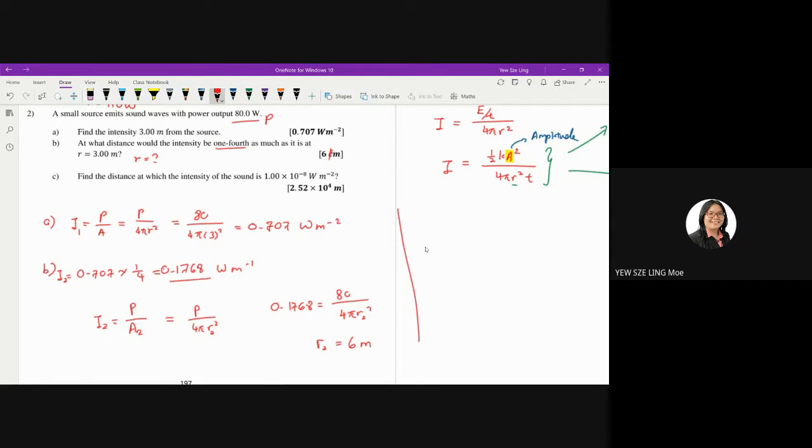Now you have I3 equals P over 4 pi R3 squared. So plug in the value, rearrange it. You should obtain R3 equals 2.52 times 10 to the power of 4 meters. So again, still the same power, but now with different intensity. Different intensity gives you different R.